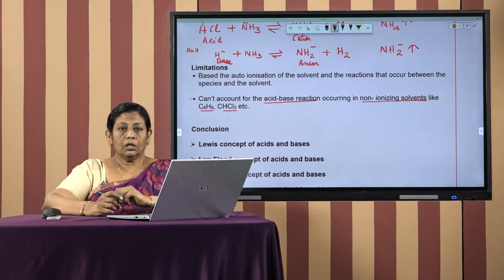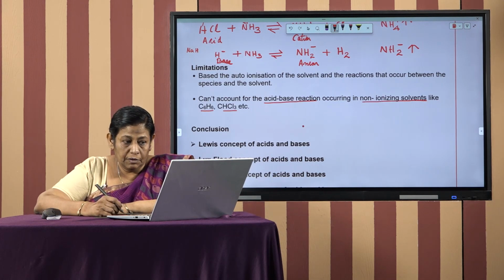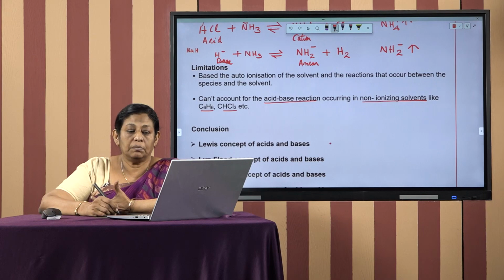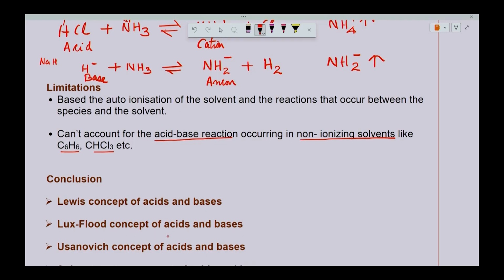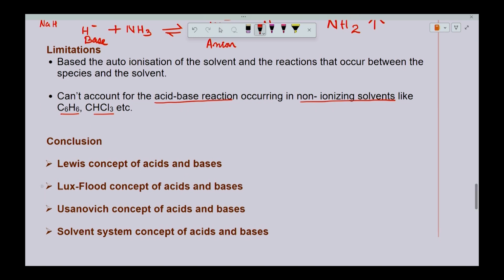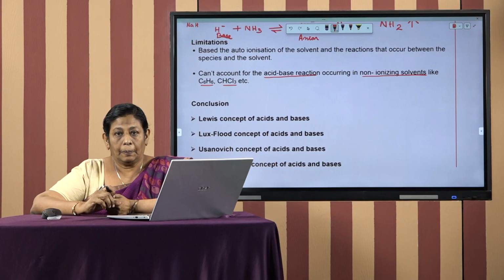Okay. So, to conclude, in this session we have been dealing with the Lewis concept of acids and bases, the Lux-Flood concept of acids and bases, the Usanovich concept of acids and bases, and finally the solvent system concept of acids and bases. Thank you.